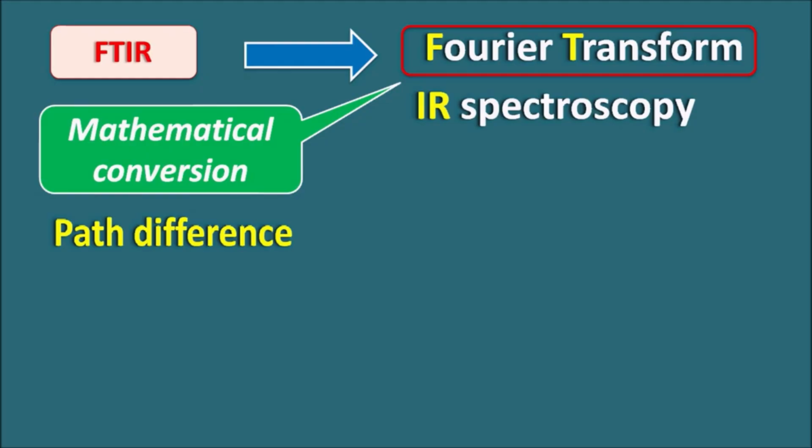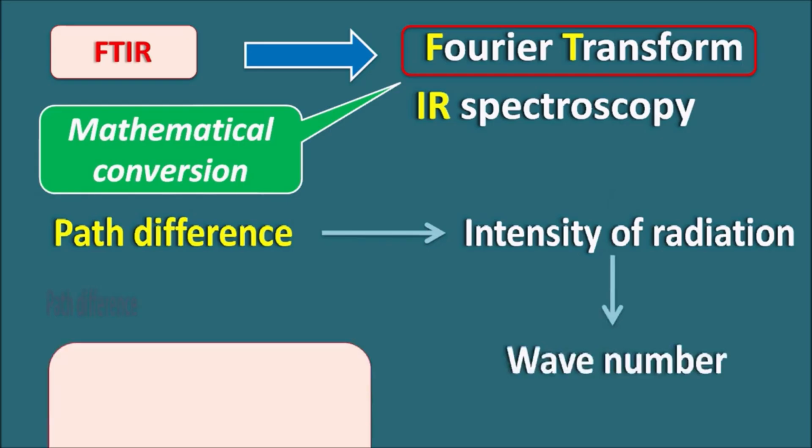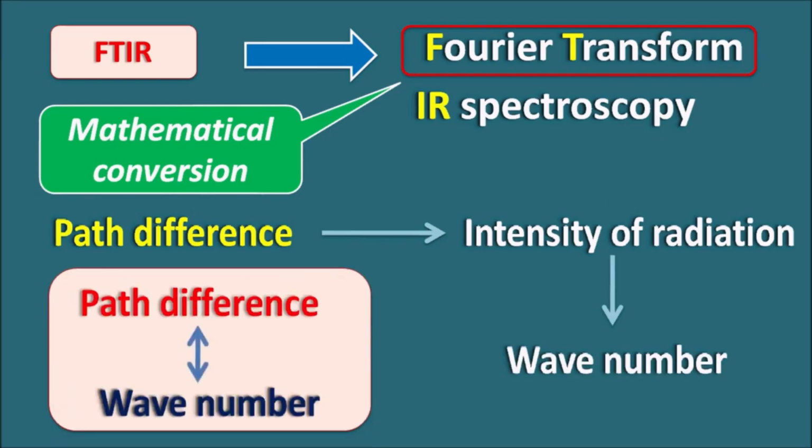The main principle behind this FTIR is the production of path difference between the two optical pathways, which results in interference, which may be either constructive or destructive. This path difference is directly proportional to the intensity of the radiation passing into the sample, which is then converted into a wave number. In this way, in the Fourier transformation, the path difference is related to the wave number of the radiation passing into the sample.